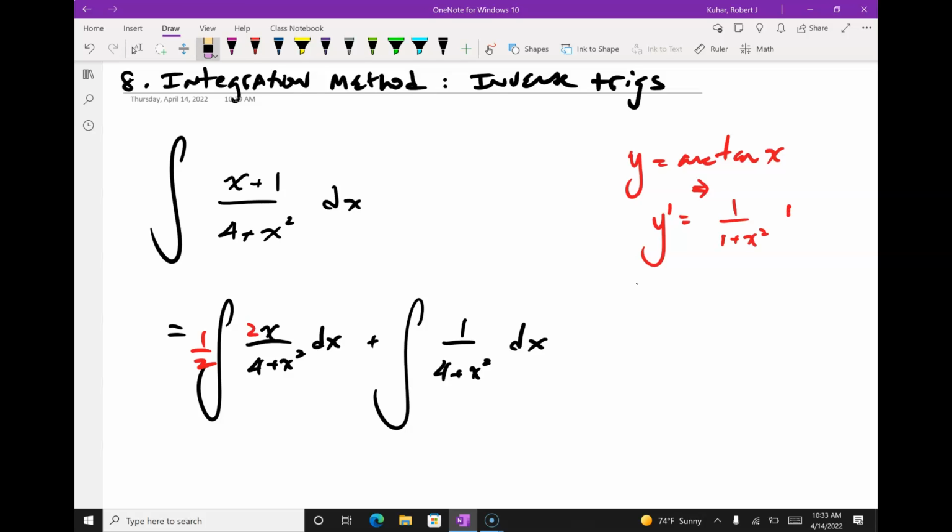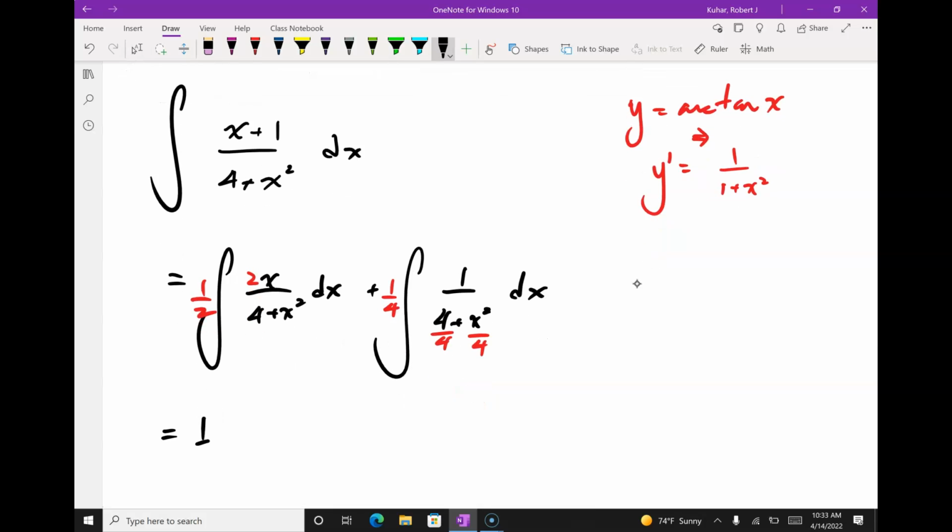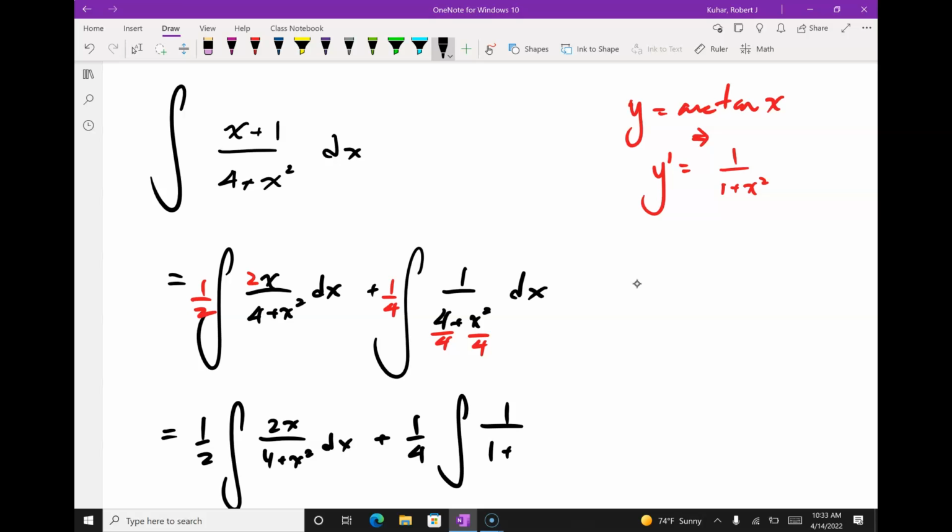That's it, sorry. I'm doing the wrong thing. 1 over 1 plus. So what don't I like there? And that's the 4 I don't like. So I'm going to factor out that 4, and so I'm going to divide each of those pieces by 4. So 1/2 of the integral of 2 over 4 plus x squared dx plus 1/4 of the integral of 1 over 1 plus x squared over 4 all dx.